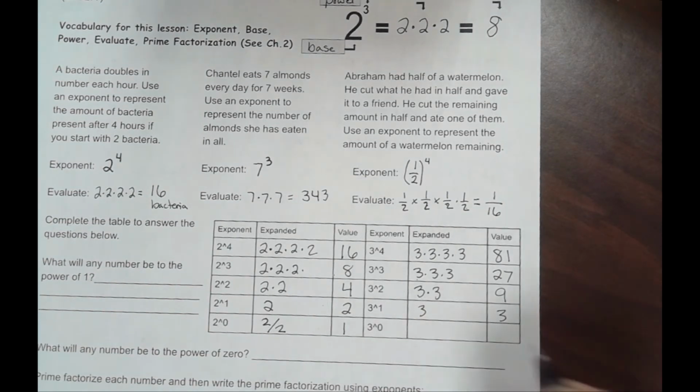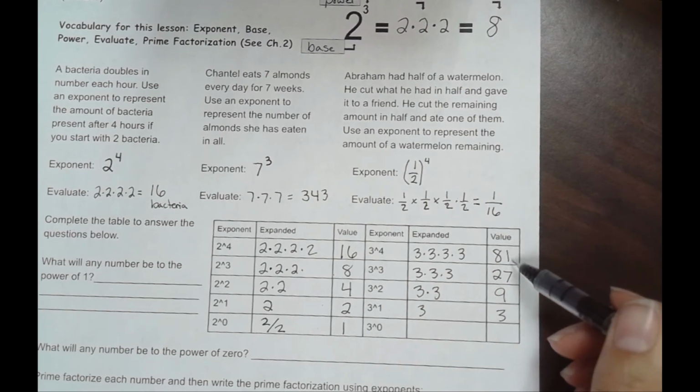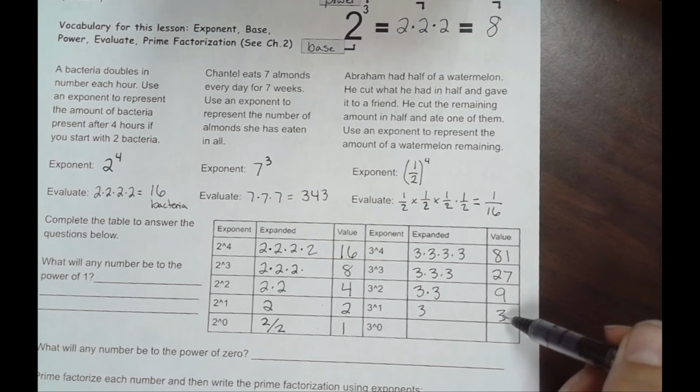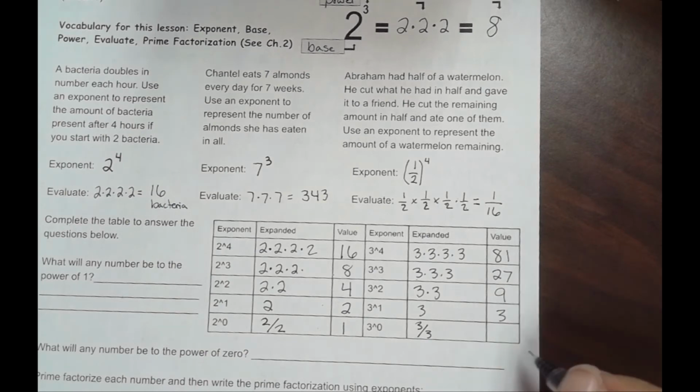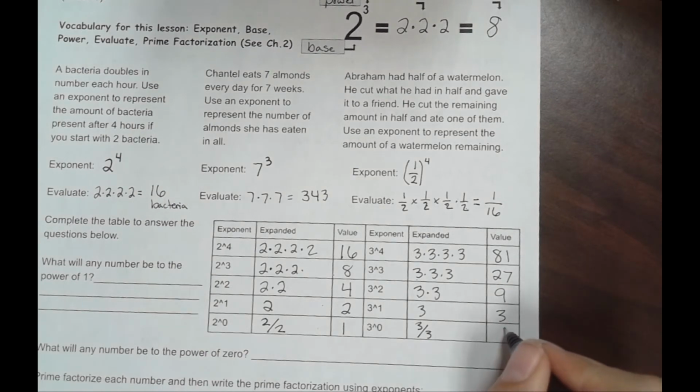3 to the 0 power, okay, follow the pattern. Divide by 3, divide by 3, divide by 3. This means 3 divided by 3. So what do we get? 1.